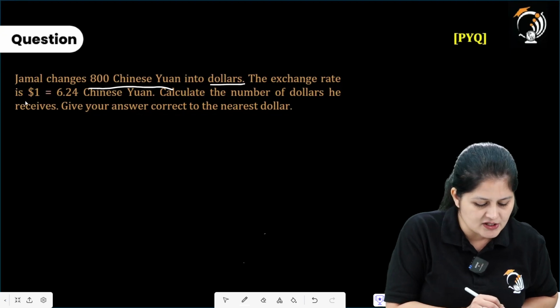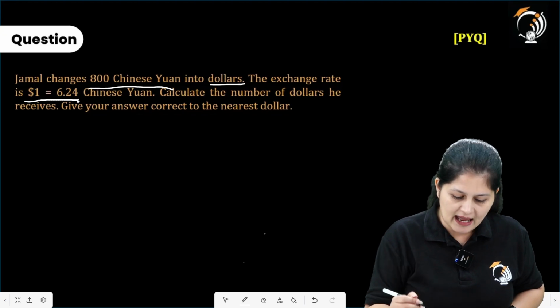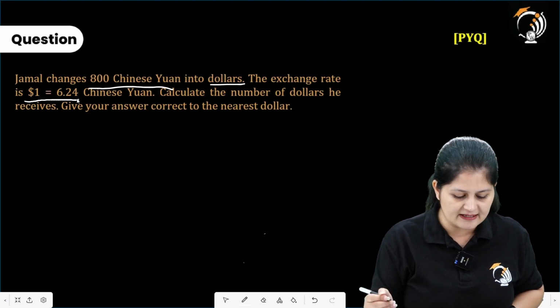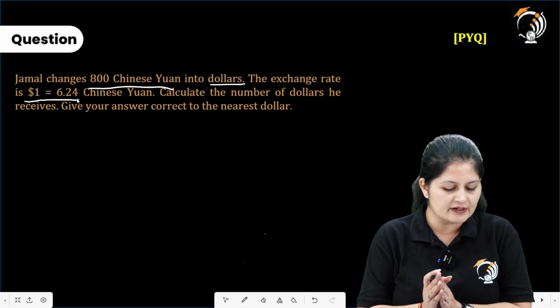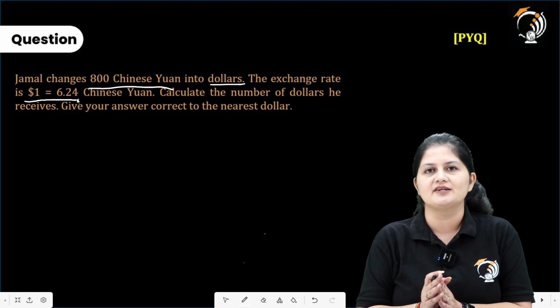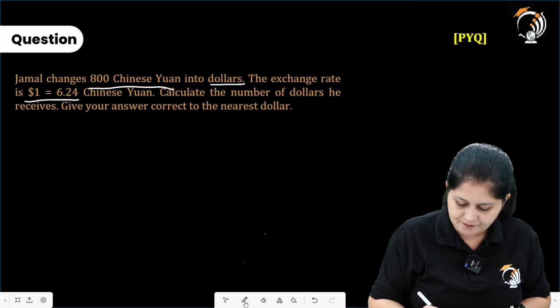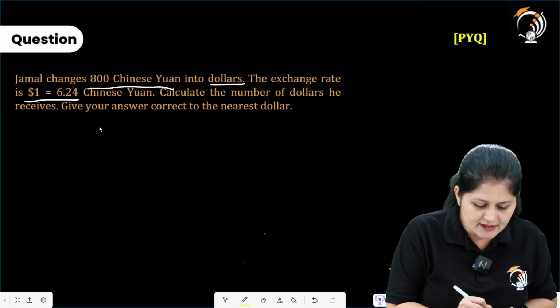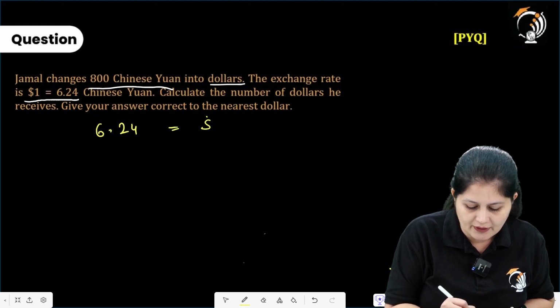Moving to the next question, which says Jamal changes 800 Chinese yuan into dollars. The exchange rate is $1 is equal to 6.24 Chinese yuan. Calculate the number of dollars he receives. Give your answer correct to the nearest dollar. So what we need to do here is convert 800 Chinese yuan to dollars, right? So it's been given to us here that 6.24 Chinese yuan is equal to $1.